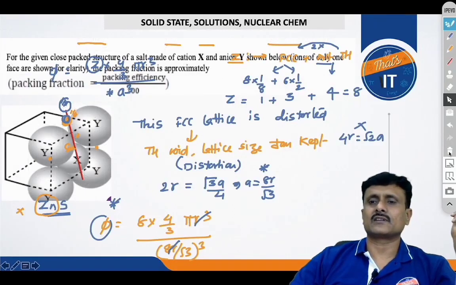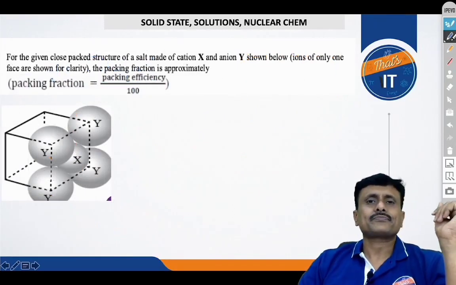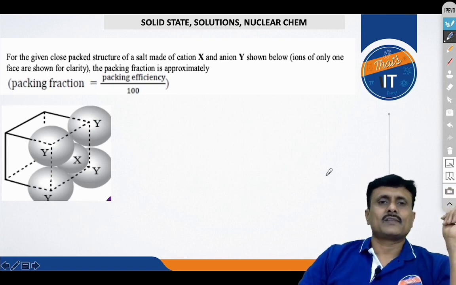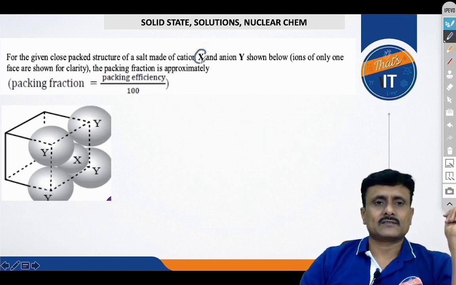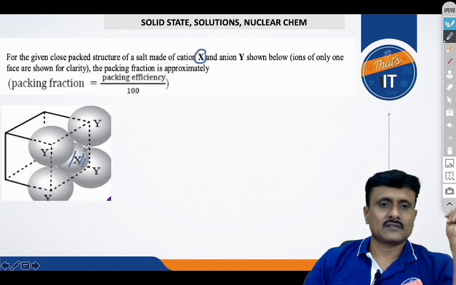I am leaving it to you, isn't it? Now you see another beautiful question asked from the JEE Advanced. Now you can see this is made of cations X. You can see where the cations are present, isn't it? Now they are present over here.